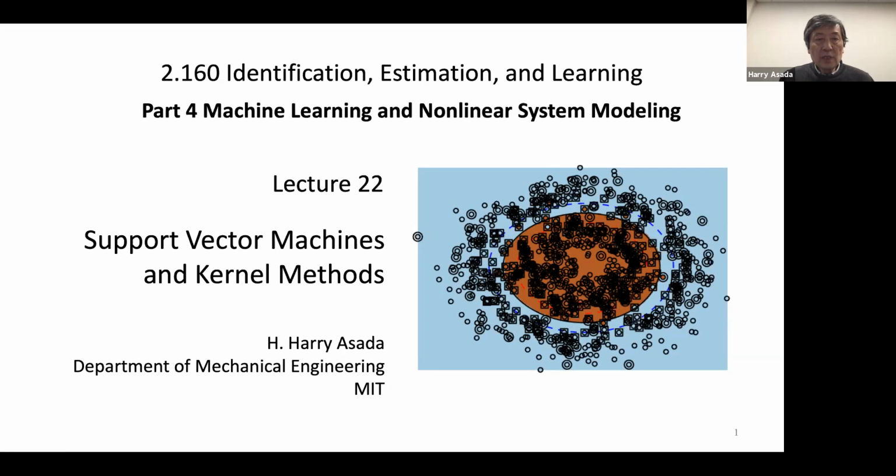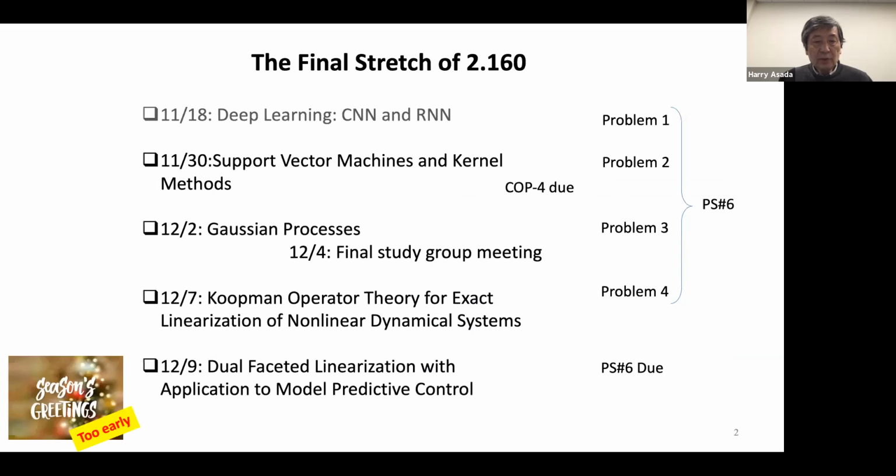This is 2160, lecture 22, support vector machines.